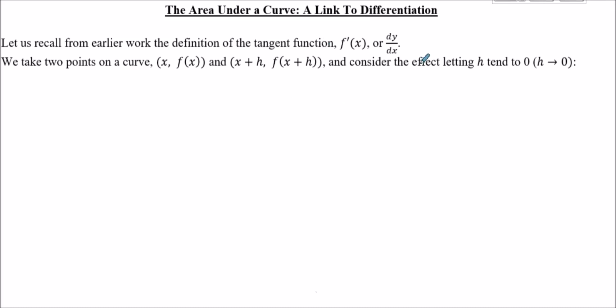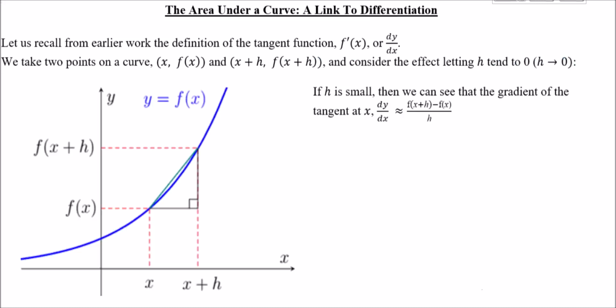If you remember, the tangent function we defined as being f dashed of x, which is the same as dy over dx. So the way we did this is we take 2 points on a curve where the x-coordinate is just x, the y-coordinate is f of x, in other words y is f of x, and then another point slightly on where the gap between the points is h. So the second point is x plus h, and then the function of x plus h. And then we consider the effect of letting h tend to 0, make h go closer and closer to 0, like we have here in this diagram.